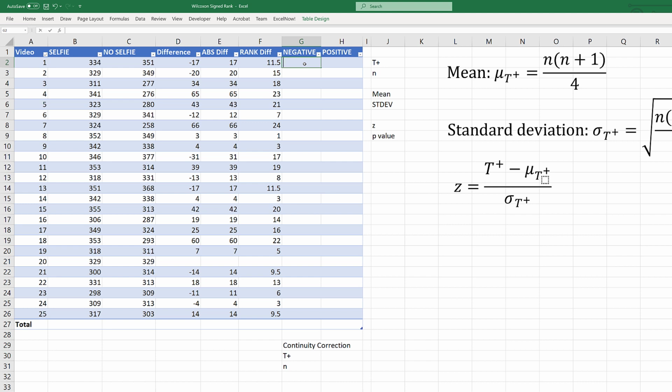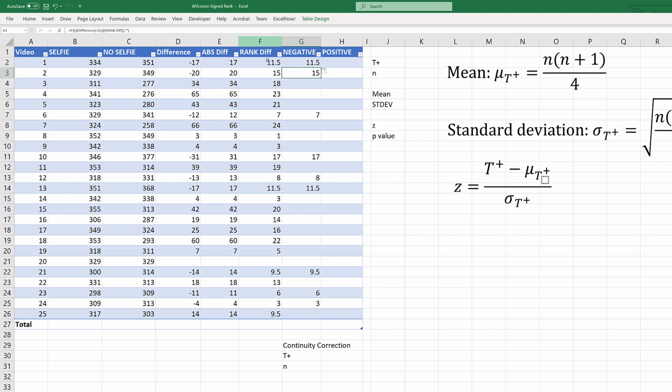So for the negative, I'm going to go equals IF, and open. Now remember what we're asking here. If this difference in column D is less than 0, which means it's negative, then in column G here, in this negative, I want to actually put the rank difference. See how we're using the sign of column D to place this rank absolute difference in column G? If it's less than 0, of course, which it is, if it's negative. And then if it's false, we're going to put nothing. So empty quotes. And then enter.